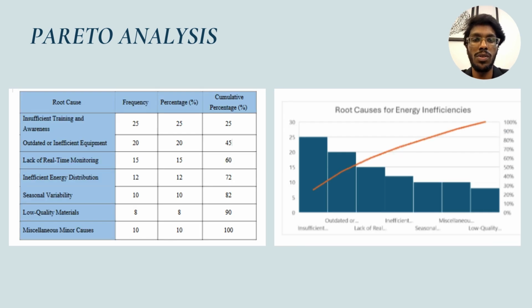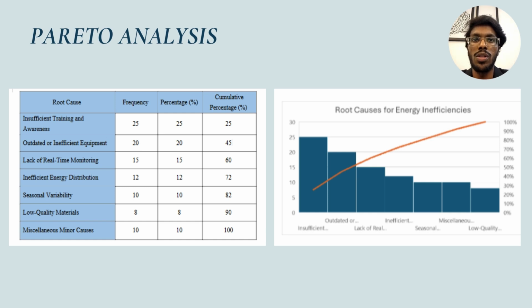A deeper analysis of the root causes of inefficiencies in the renewable energy system reveals several underlying issues. The root cause analysis identifies insufficient training and awareness among staff as the primary contributor, accounting for 25% of the total inefficiencies. This was followed by outdated or inefficient equipment, which contributes 20%. Other notable causes include the lack of real-time monitoring with 15%, inefficient energy distribution 12%, and seasonal variability 10%. The remaining inefficiencies were attributed to low quality material and miscellaneous minor causes.